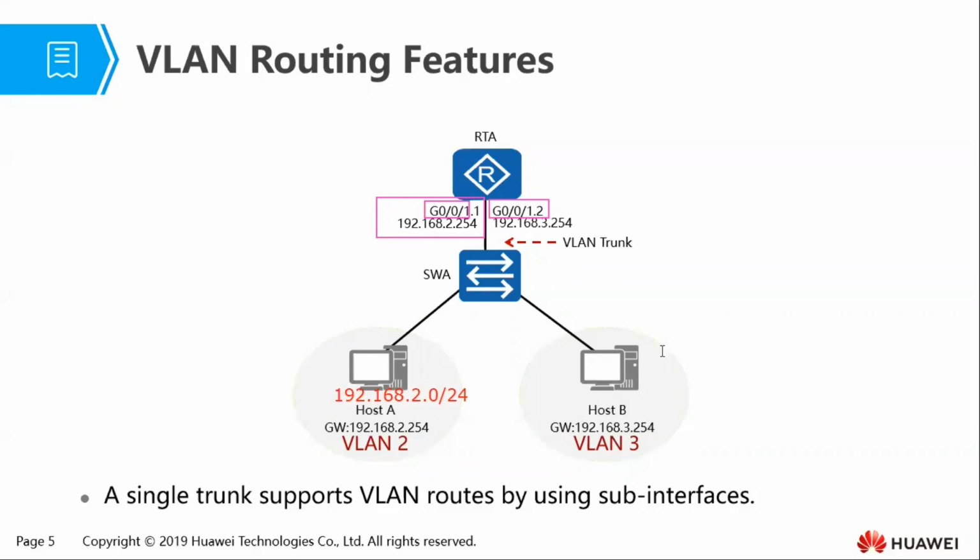On the other hand, this one here is on the 192.168.3.0/24 network. So what I mean is that each of these sub-interfaces should be assigned an IP address that is within that particular network range that represents that particular VLAN. So that is important to understand.